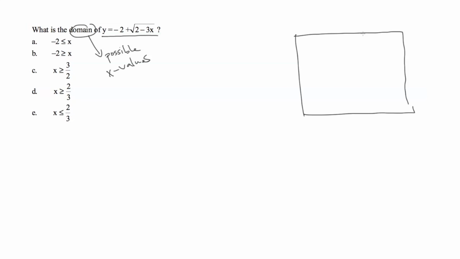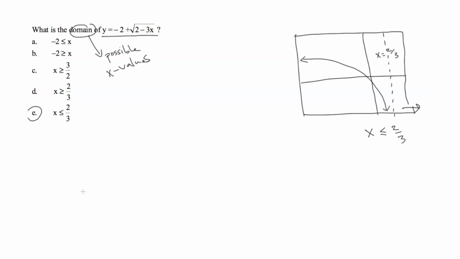If I were to just draw a rough sketch of what you should see in your graphing calculator, this graph should look something like this, where it approaches x equals 2/3. Since the graph can never go beyond x equals 2/3, we know that the answer is x is less than or equal to 2/3, which would be B.